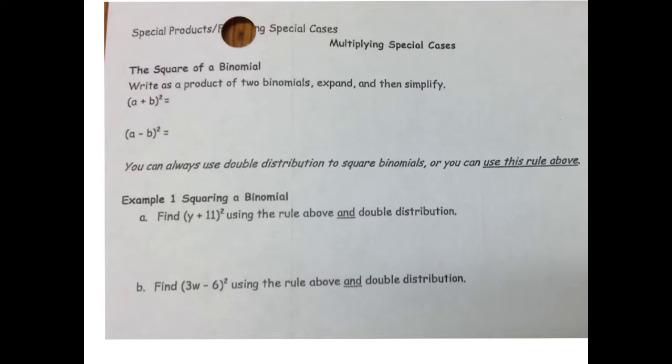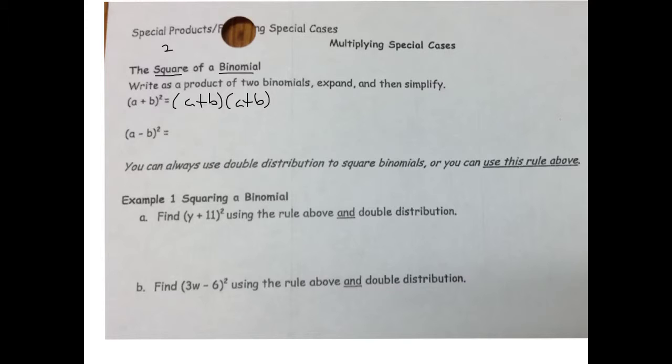The square of a binomial. So the square just means we're raising it to the second power. Binomial just means there are two parts. This is the general form that you would see if you looked in your book. It would be (a plus b) squared, which really means (a plus b) times (a plus b).